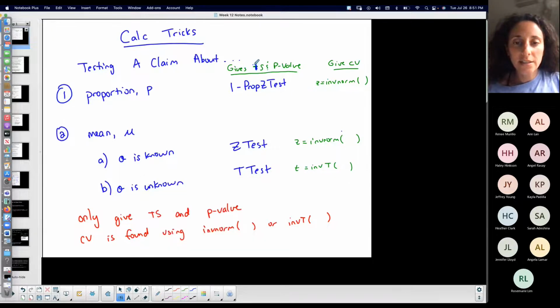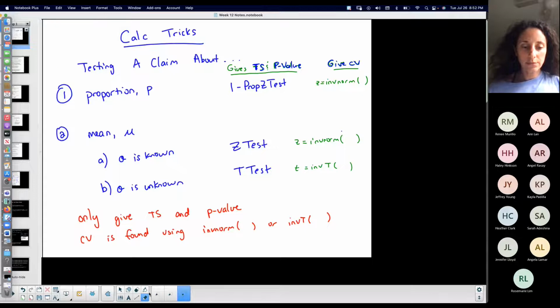All the stuff in this column gives the test statistic and p-value. All the stuff in this column gives the critical value. So what do I do? Which one am I using? 1 or 2A or B? Which one?